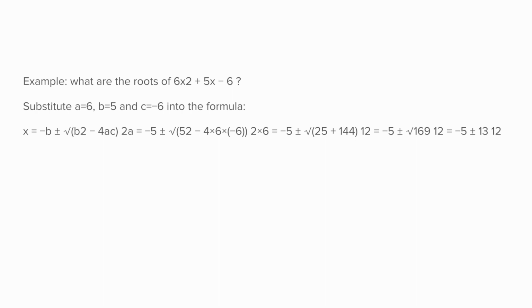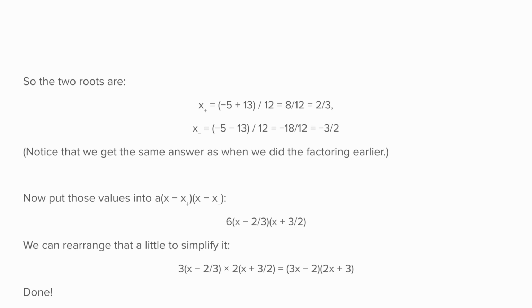So it should be minus 5 plus or minus the root of 5 squared minus 4 times 6 times minus 6, over 2 times 6, which should be minus 5 plus or minus 13, over 12. So the two roots are: x plus equals minus 5 plus 13 over 12, equals 8 over 12, equals 2 over 3. In the other case, x minus is minus 5 minus 13 over 12, equals minus 18 over 12, which is minus 3 over 2.